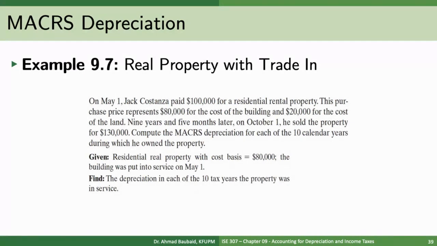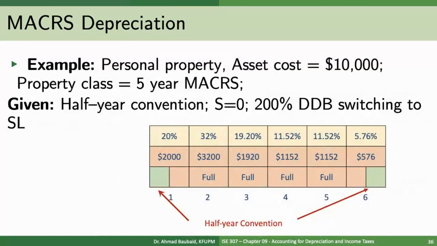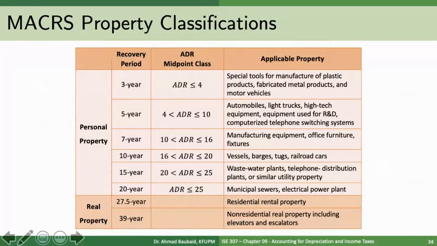So the mid-month convention only applies, first of all, to real property. And remember, real property, let me go back here. Real property are things that can't be moved, right? And those usually are buildings. And the buildings can be either residential or non-residential, right? The only thing that differs between them is the recovery period, as you see here, the number of years. Other than that, we treat them the same. We always have the mid-month convention.